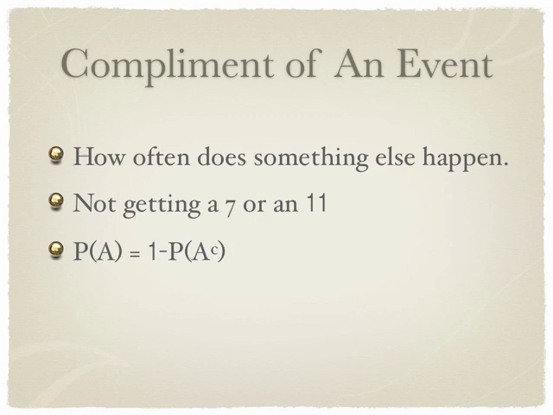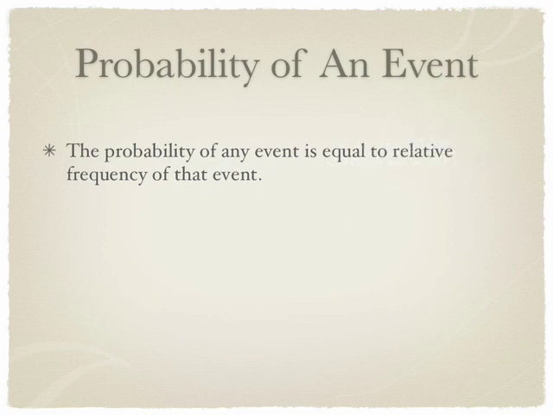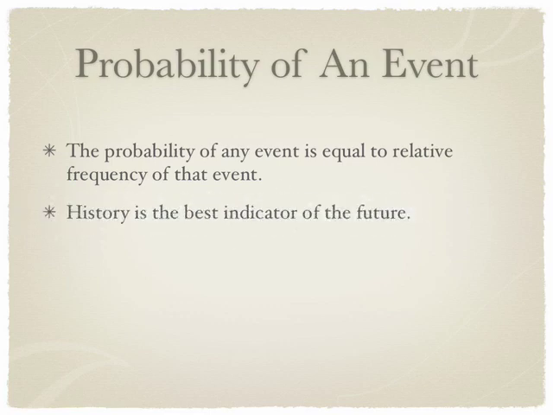We represent this mathematically as the probability of event A is equal to 1 minus the probability of the complement of that. I know it seems a little bit complicated, but hey, that's what we do in statistics. That's a mathematical representation. The probability of any event is equal to the relative frequency of that event. History is the best indicator of the future. Keep that in mind.